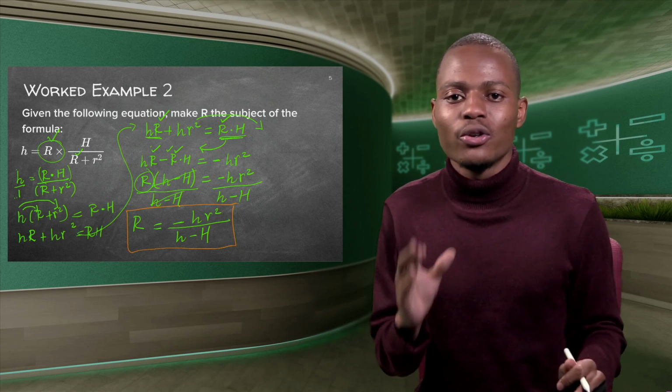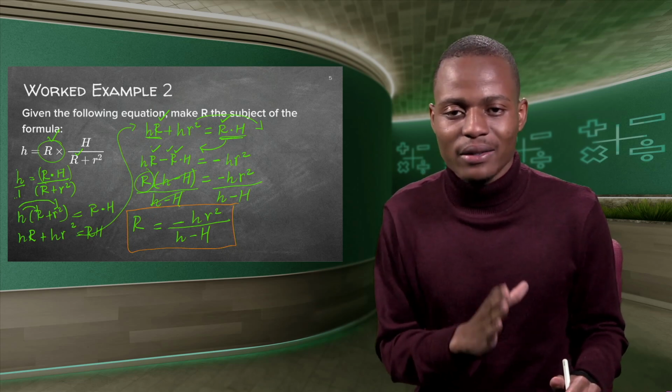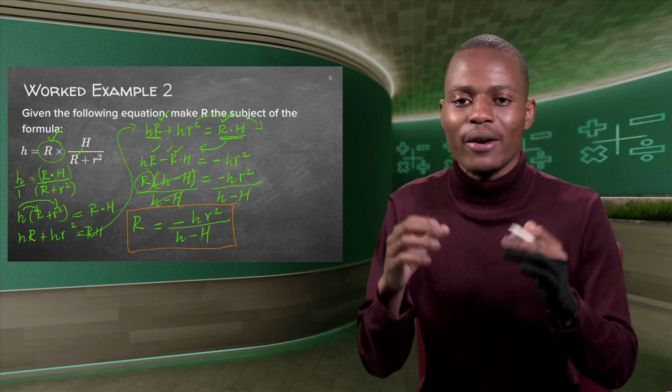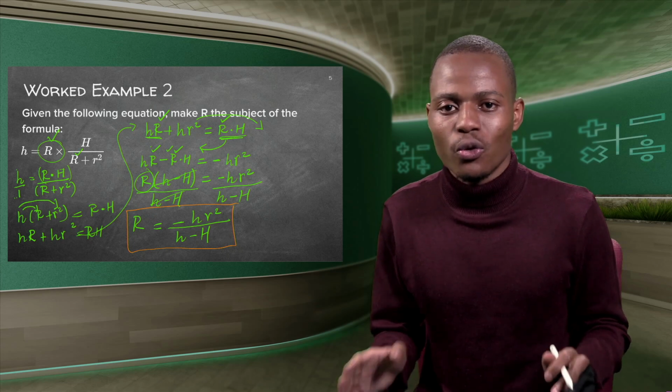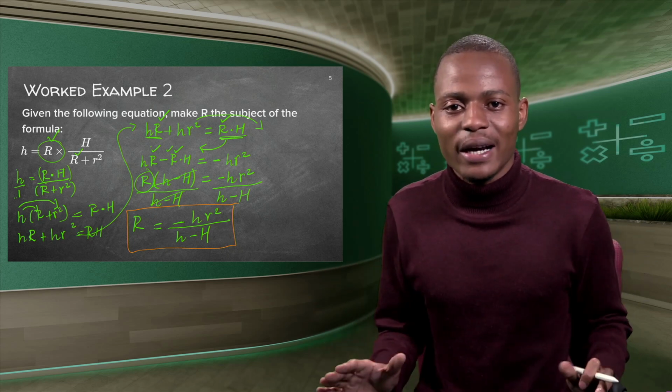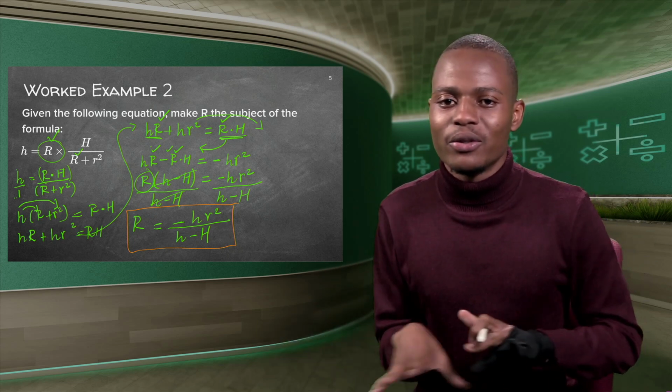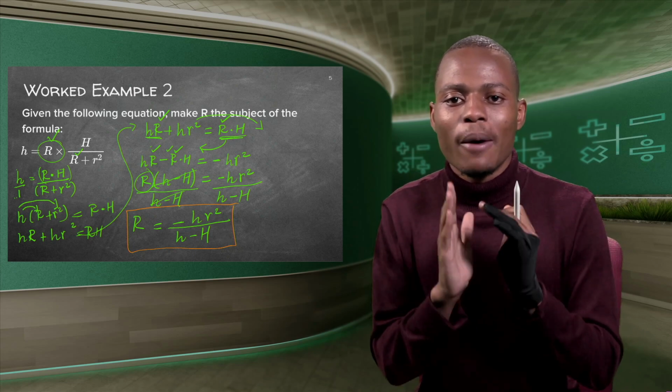You know that your result has to give you R as the subject, so you need to apply all the laws of mathematics that you know. Everything that we did here is legal, so please don't kill values, guys. Make sure that you follow the rules properly.